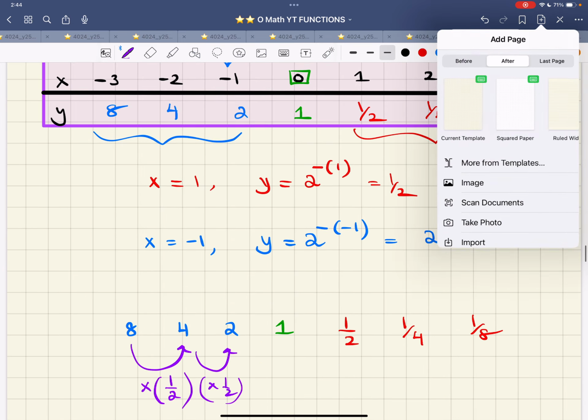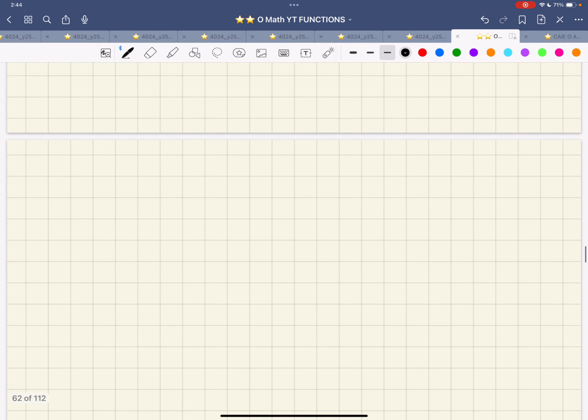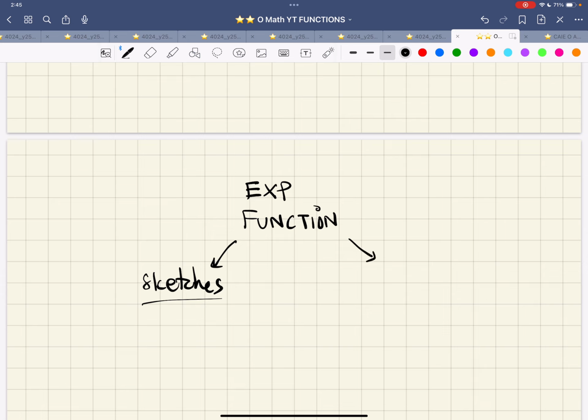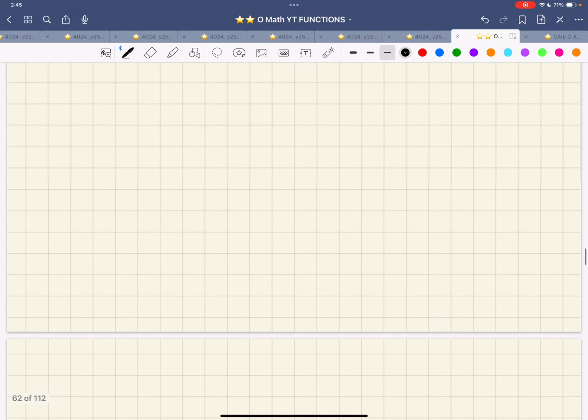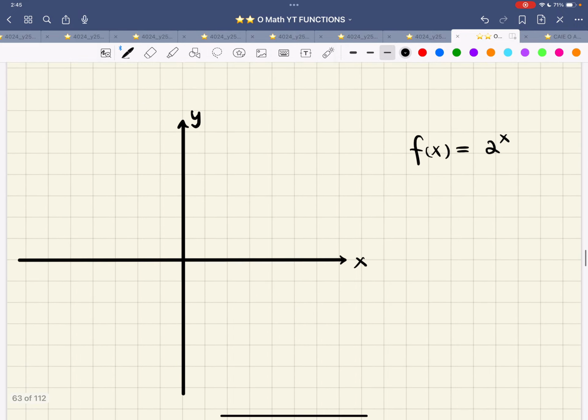Now, there are two aspects to this particular thing. When we talk about exponential function, we have to talk about the sketching and taking care of everything related to sketching, and then there will be some word problems, something similar to compound interest. So now I'll be making a separate video on this one, and over here I'll be focusing mainly on sketches. So now it's time to sketch this thing.